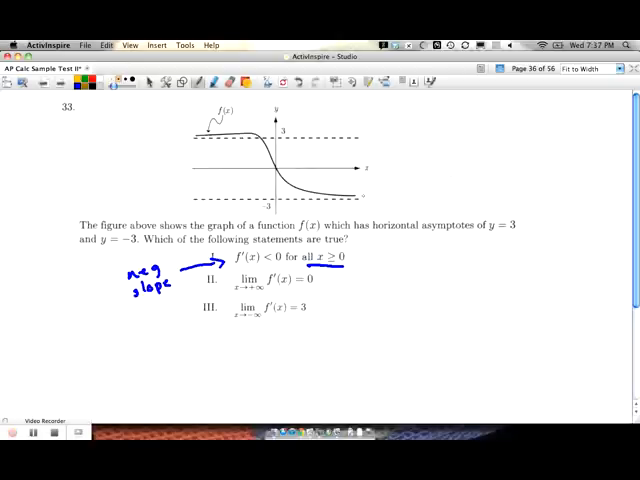That looks true. We don't know if this actually goes up and then comes back down. It's possible that it could, but it looks true for the most part. Let's see what else we have here.